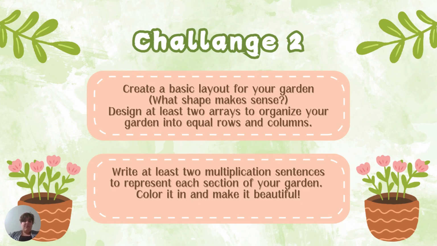Now, for challenge 2, same idea. What shape makes best sense for your garden? They have to design at least 2 arrays to organize their garden in equal columns and rows. They have to write at least one multiplication sentence to represent each, so 2 total, and then again they color it and make it beautiful.